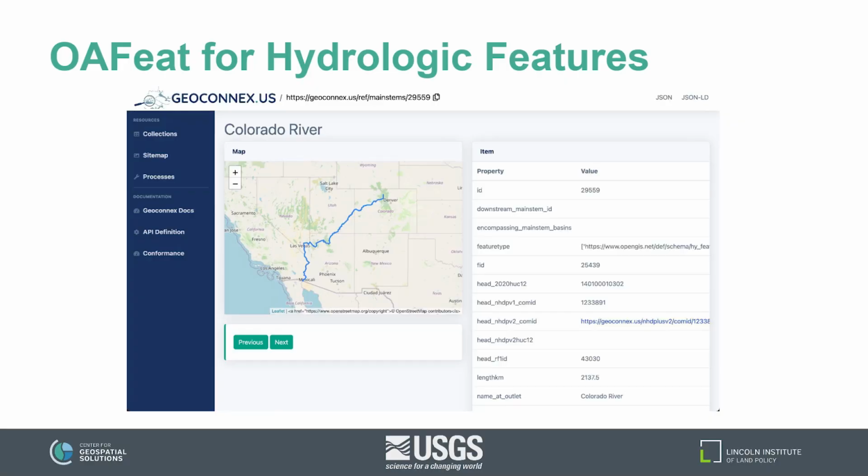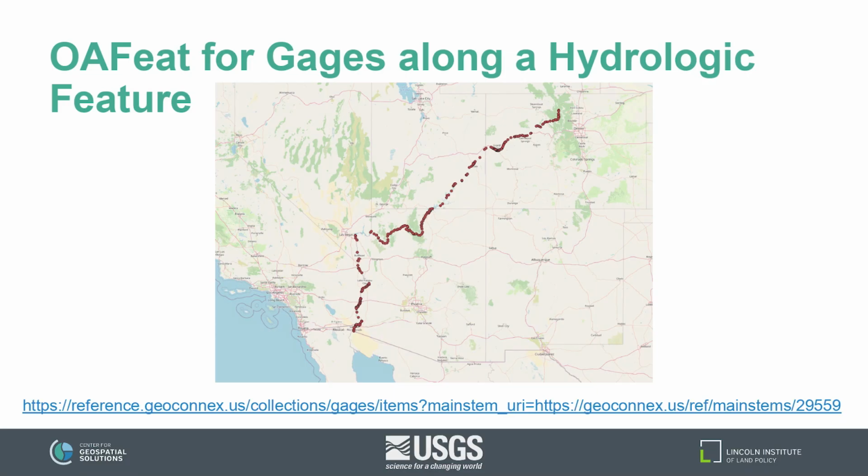In this case, we're taking the Colorado River, and I'll ask you to notice here the permanent identifier for the Colorado River that flows through the Grand Canyon: geoconnex.us/ref/mainstems/29559. By going to this link, we're able to use OGC API Features to only show us gauges that are on that main stem. This is a QGIS link, but if I click on it and open it in pygeoapi, we're able to look at those exact same features and zoom into any one of interest.